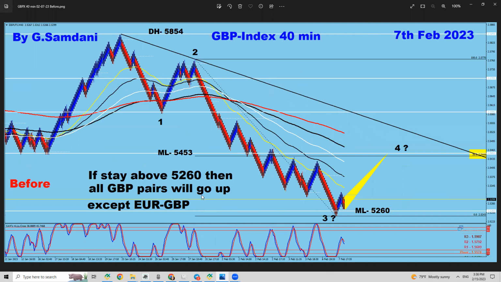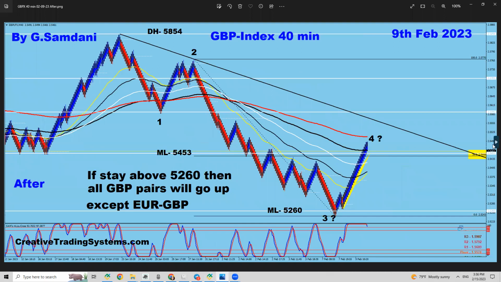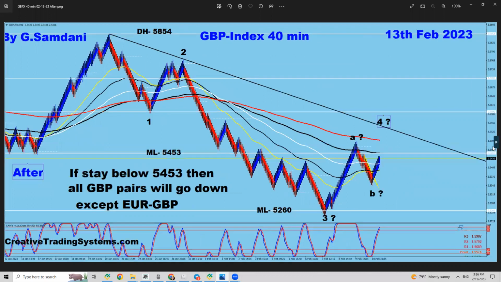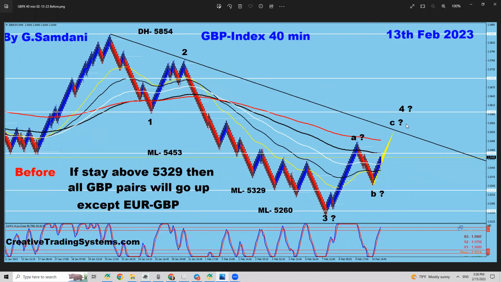So I said, okay, now it's going to bounce and take all the pairs with it to the upside. All pound pairs will go up except this one, because pound is on the right hand side. So when this pair goes down, all the pound pairs will go up. From here, wave 4 usually comes in 3 waves, A, B, C. This is A, so we're going to go down for wave B. We did that, and then I made the chart going to the upside for wave C, finishing up wave 4.